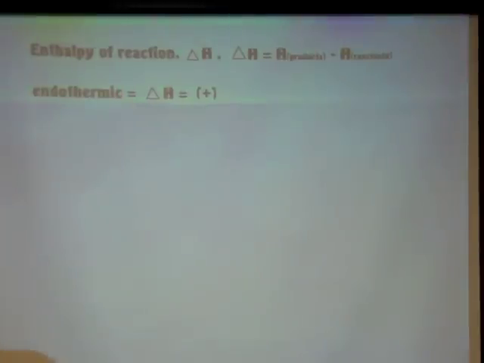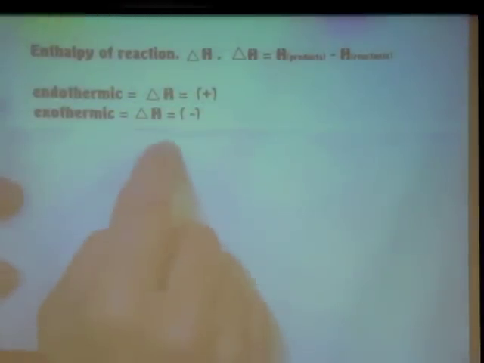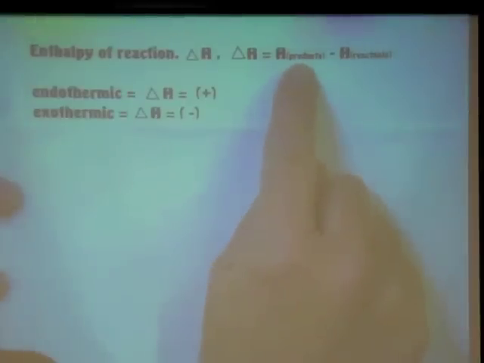And when bonds form, energy is always released. But if the amount of energy released isn't as much as the amount of energy that was absorbed to break reactive bonds in the first place, the thing is going to end up being endothermic. Okay. Exothermic, delta H is negative, meaning that the enthalpy of the products is going to be less than the enthalpy of the reactants.